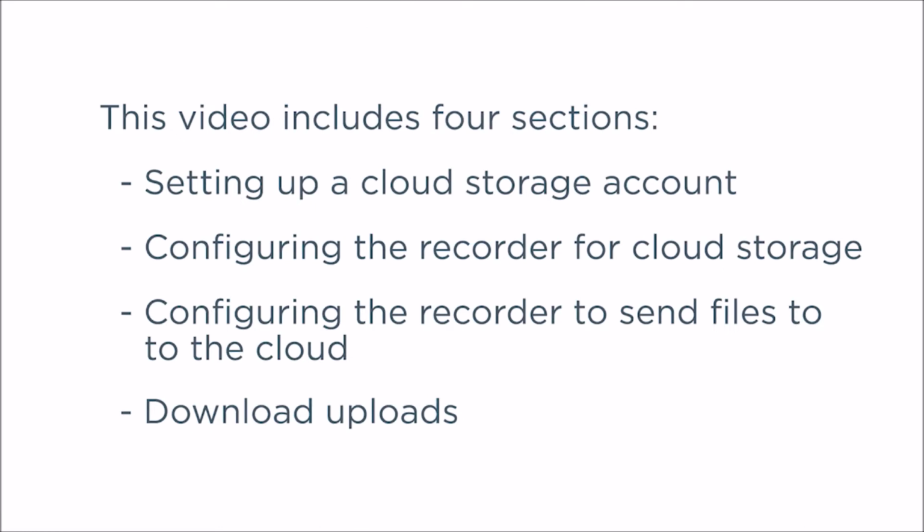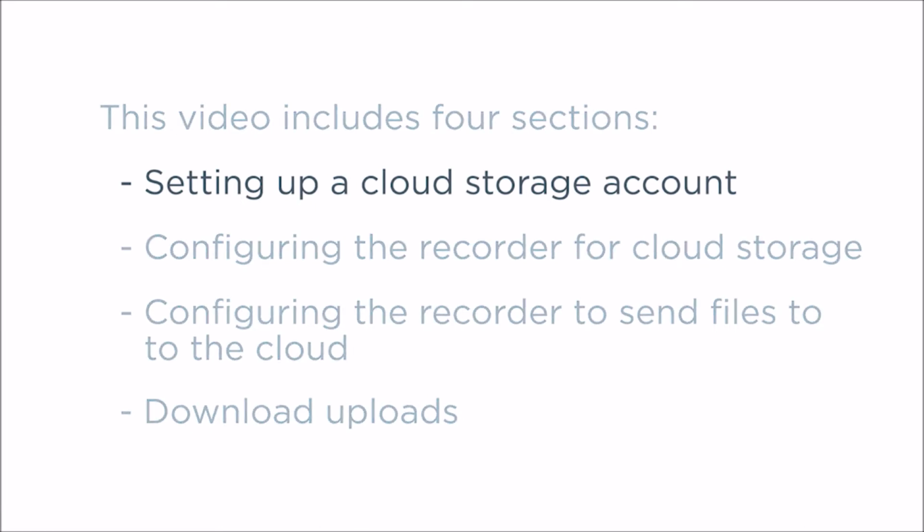This video tutorial includes 4 sections. Section 1. Setting up a cloud storage account. To use Microsoft OneDrive, Google Drive, or Dropbox, you must first set up an account on the service. For example, we'll show you how to set up an account on Google Drive. Section 2. Configure your recorder for cloud storage, which is very easy to do. We'll use the Google Drive account we set up in the first section as an example.